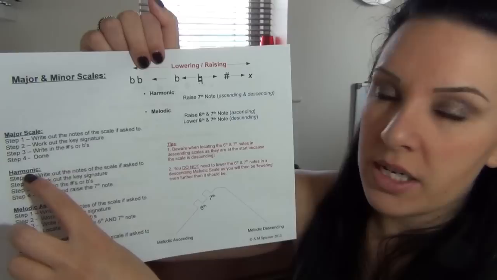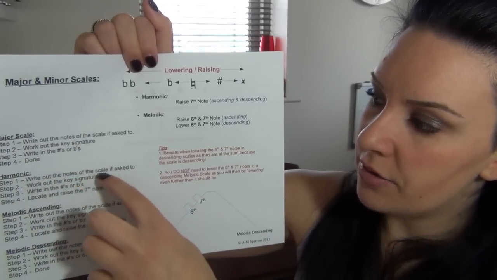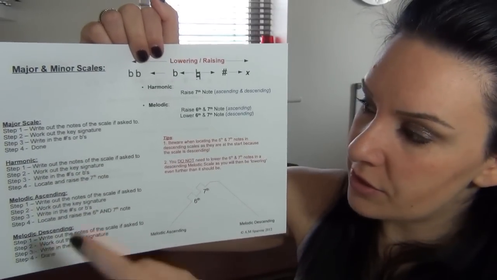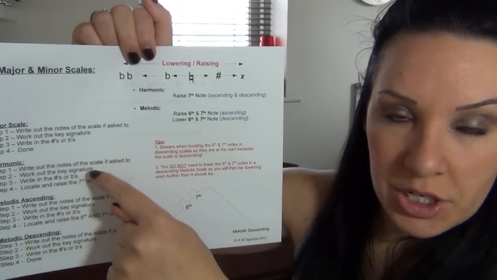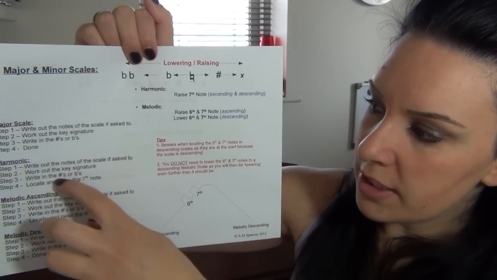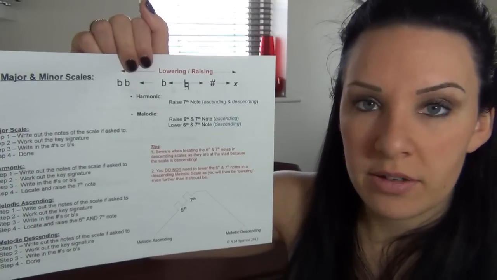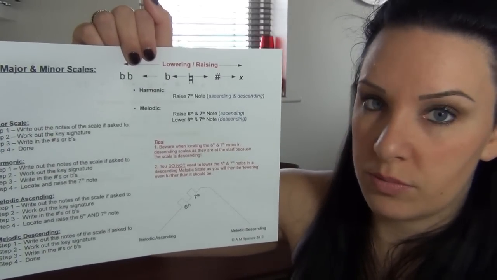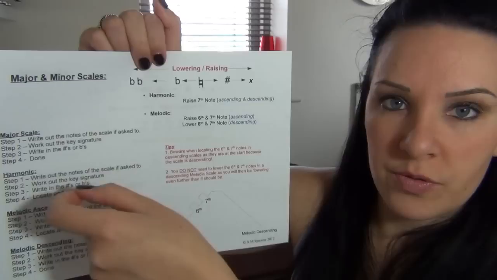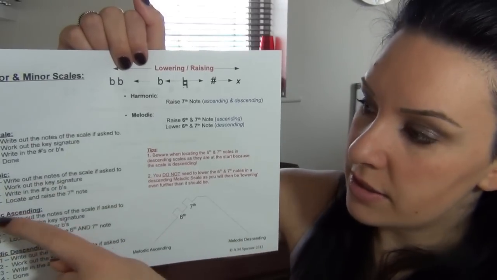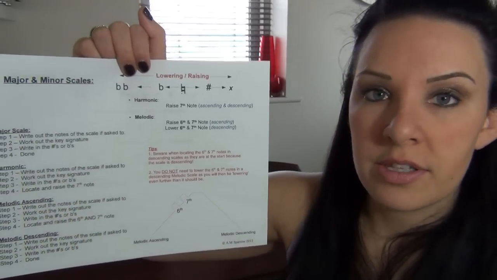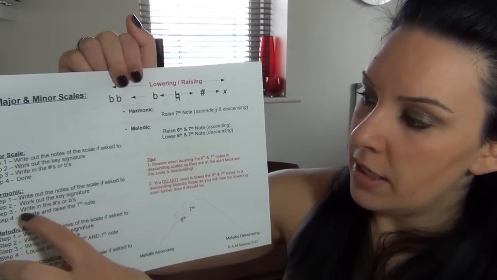So if you're being asked to write out a harmonic scale, write out the notes of the scale if asked to, depending on the test. Then work out the key signature of said scale, write in the sharps or the flats, depending on what key you're in, and put those sharps and flats next to the notes. Then step 4, locate and raise the 7th note. So even though you might have put a sharp or a flat on that 7th note, it's good to put that on there, don't leave it blank or you'll make mistakes. But rub it out and then raise it.